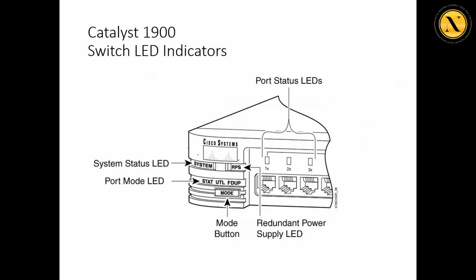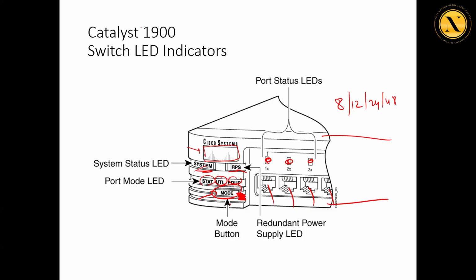So this is a logo. It's a Cisco logo. And these are your ports, right? Maybe 8 port or 12 port or 24 port or 48 port, whatever number of ports you have. These are your LEDs, right? And these are again your LEDs: system LED, redundant power supply LED, status LED, utilization, full duplex. This is one button, right? I can press this with any finger or thumb, right?